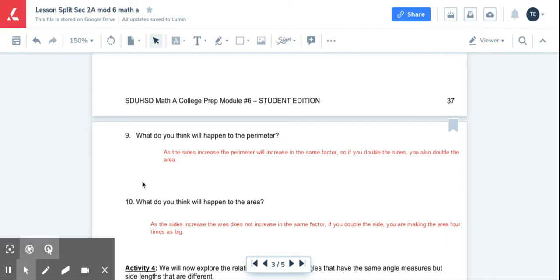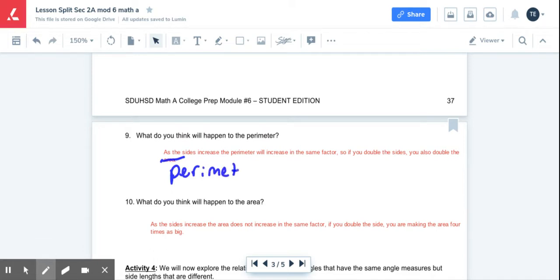Okay, so I said as you increase the sides, the perimeter will increase in the same factor. So if you double the sides, you double the area. Whoops, that should be perimeter. I need to cross that out and fix that one right there. This word should be perimeter. Okay, and the second one, as the sides increase, the area does not increase the same factor. If you double the sides, you are making the area 4 times as big.